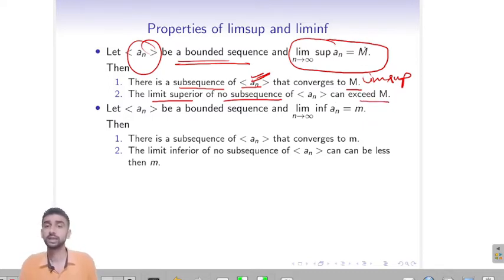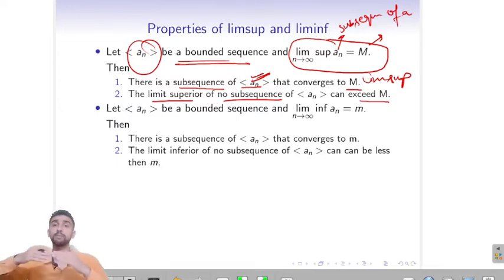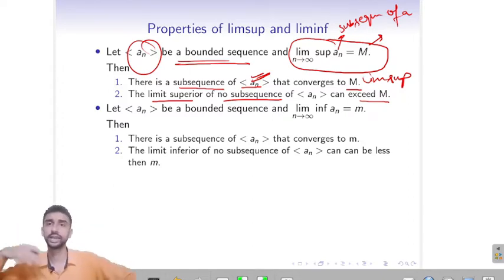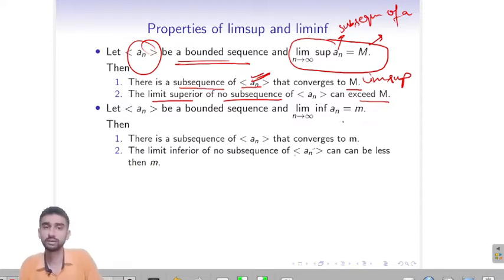Means if this is the LimSup, you take any subsequence of a_n, it can never converge to a number which is greater than the LimSup. So LimSup is the highest number to which any subsequence can converge. And a similar thing you can find for the inferior.